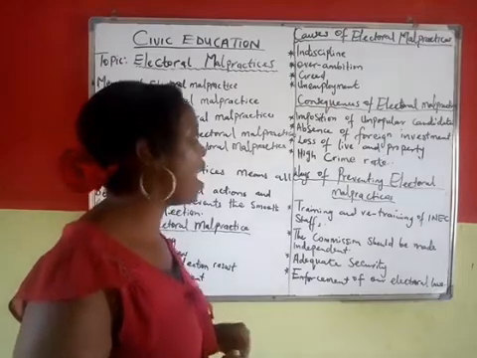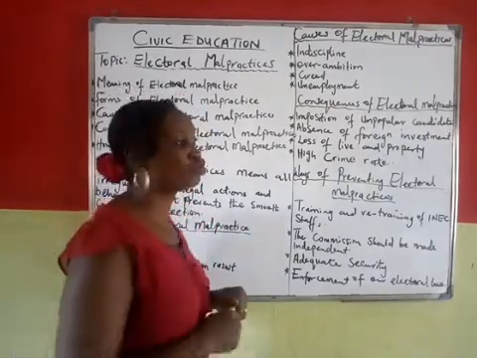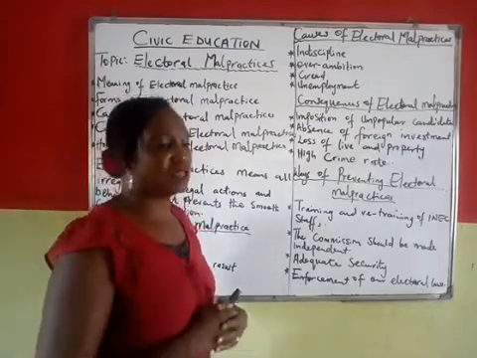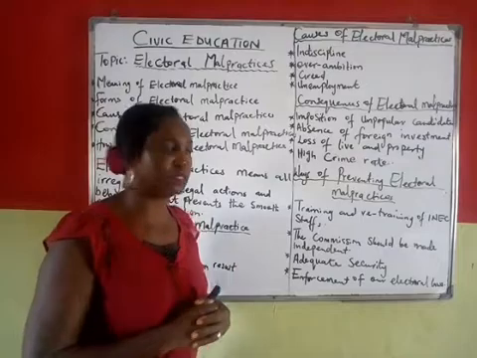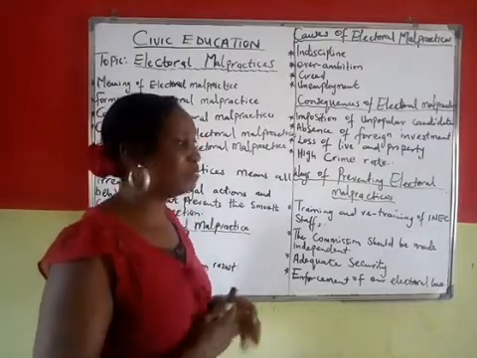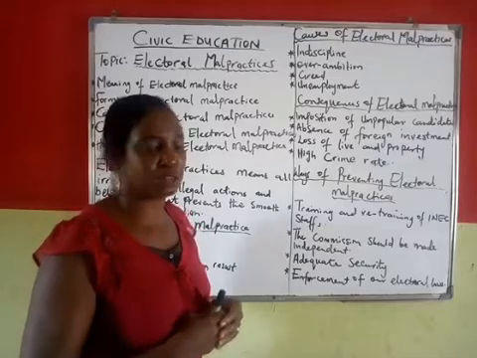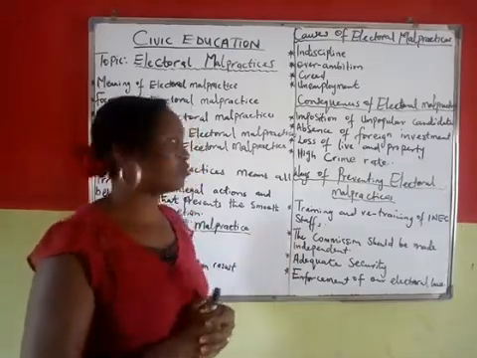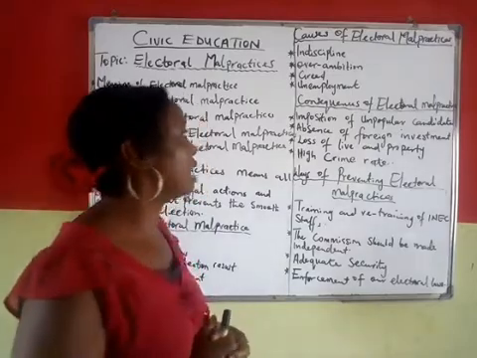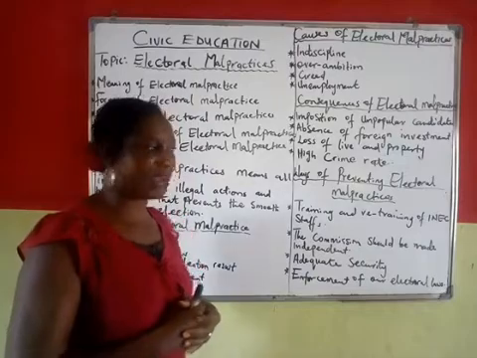Then we have high crime rates. Of course, the rate of crime will be so much that some people will be sleeping with just one eye closed because there is unemployment, crisis everywhere. You find out people will take to armed robbery, and because of that, the rate of crime will be so high. So these are some of the consequences of electoral malpractices.